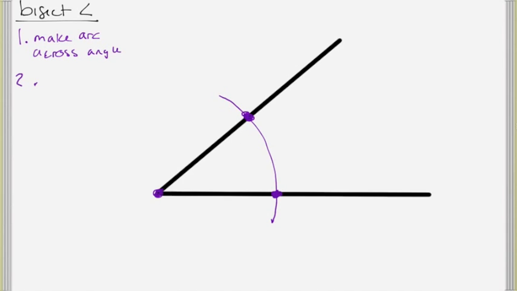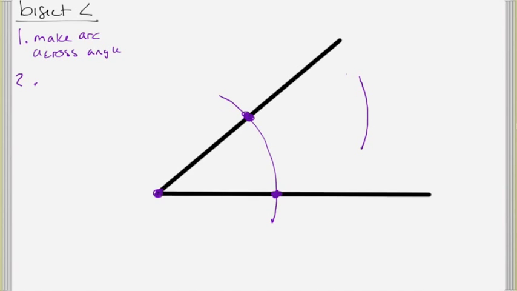It doesn't matter what size your compass is. It could be the same size you already did, or it could be a new size, but just make a mark inside the angle. Just a random mark, but once you've done that, keep your compass that size now. That mark could be any size, but now we want to maintain that size.